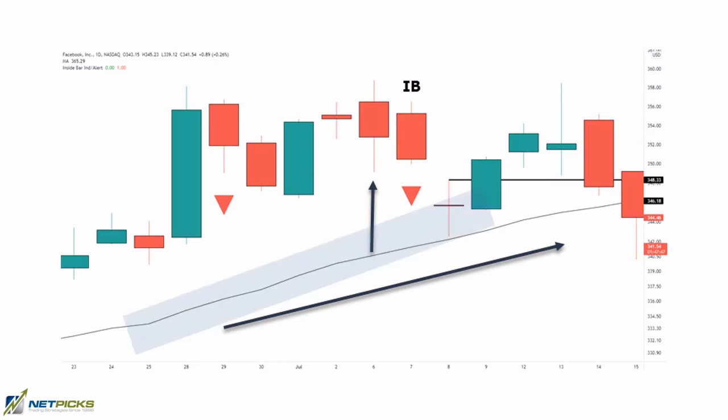So the key would be to have the mother bar candle a color opposite to the overall trend direction. If the trend is up, which would be green, we want the candle to be red. So in this case, price action was to the upside. Just by looking at the moving average, we can see that, right? So we would look for a red mother bar.